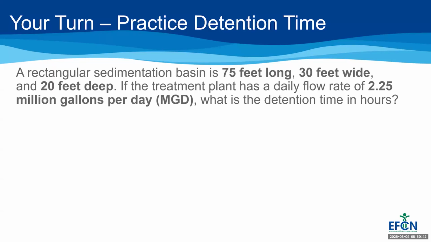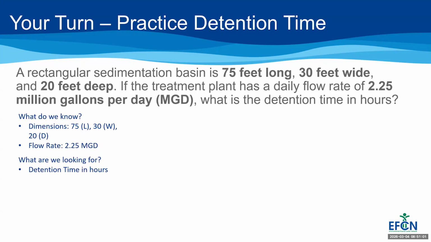All right, so that was a couple of minutes. So goes by quick when you're doing the math. So we're going to start by looking at what it is that we know. So we know the dimensions. We know it's 75 feet long by 30 feet wide by 20 feet deep. And we know the flow rate, 2.25 million gallons per day. And what are we looking for? We're looking for the detention time in hours. That's what they're asking us for, right?